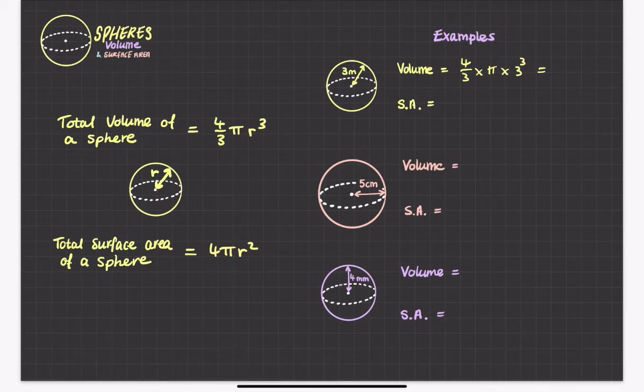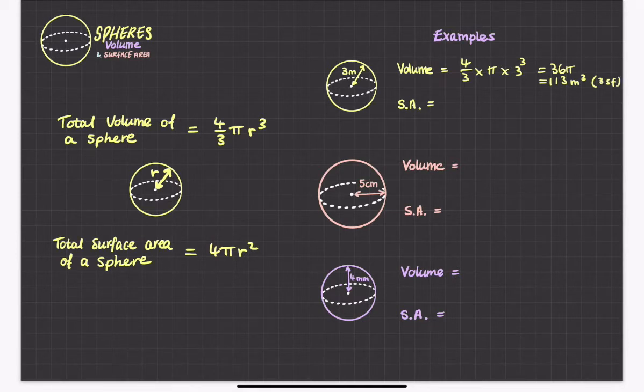So this is 36 pi, or as a decimal, 113 meters cubed, because it's a volume now, isn't it? And there, I've rounded that to 3 significant figures.